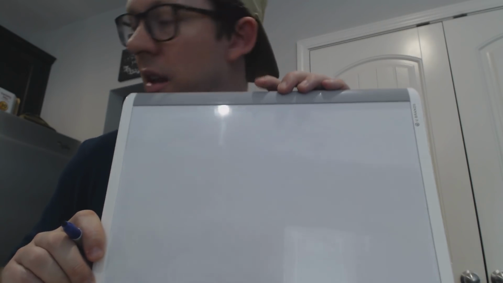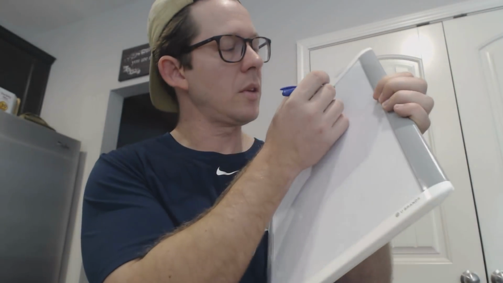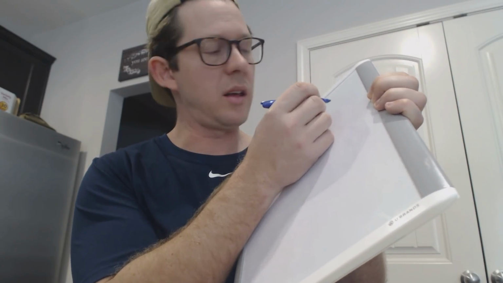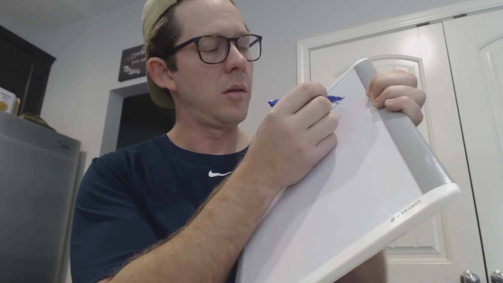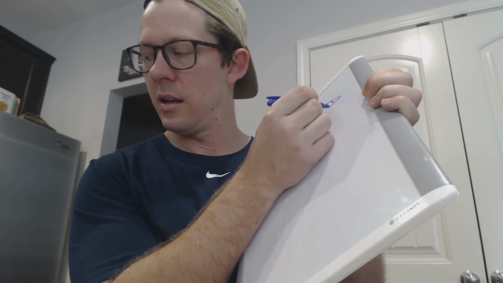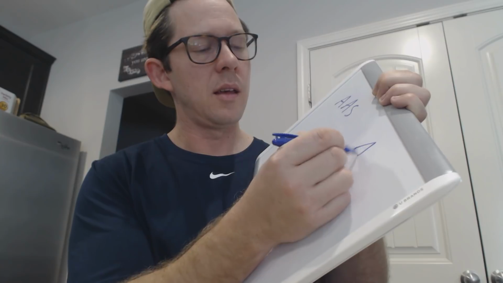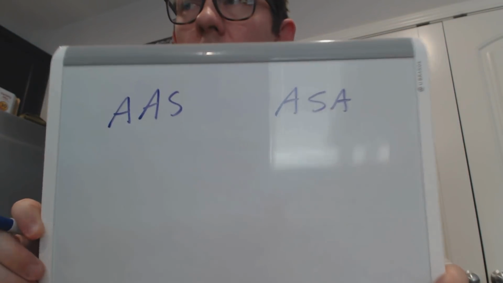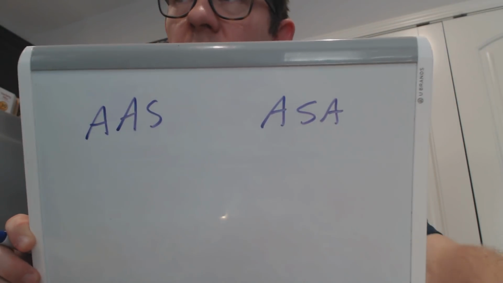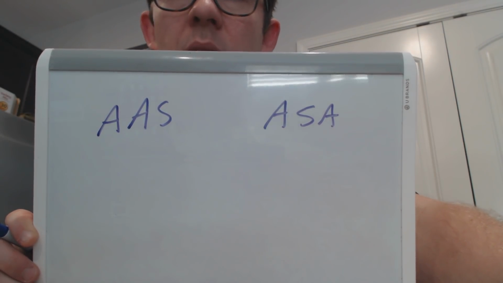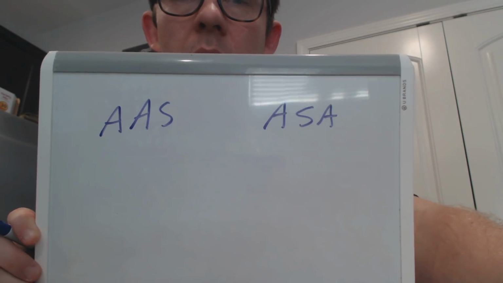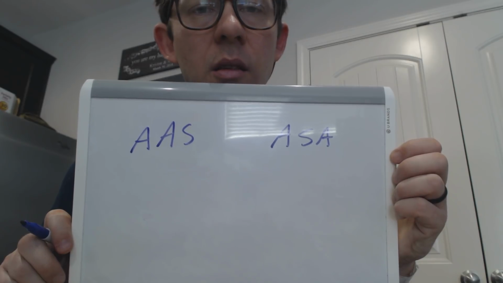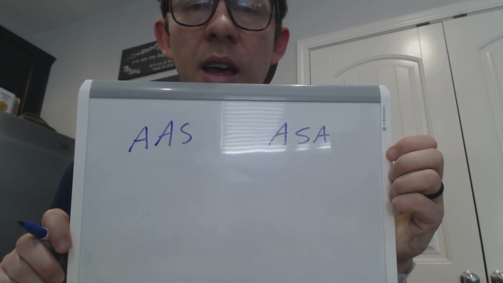The two types of triangles I'm going to teach you to solve are what we call AAS and an ASA, okay? These are the two types of triangles I'm going to teach you today, what we call an angle angle side and an angle side angle, okay? And these are two types of triangles that you can solve with the law of sines, okay? And I'm going to teach you how you can recognize that.